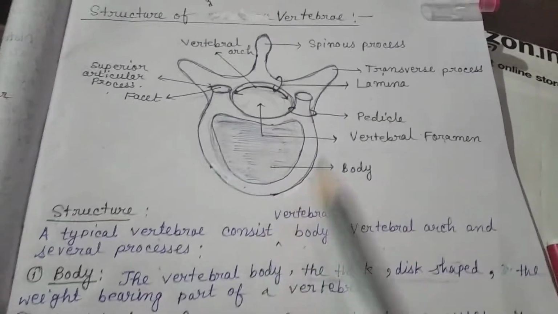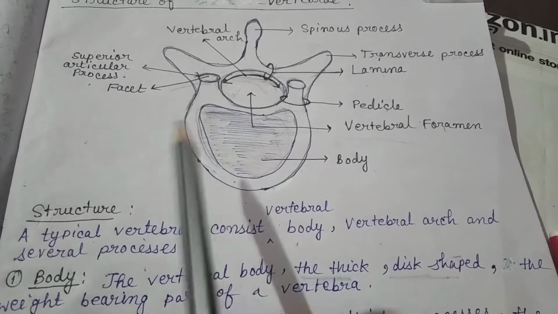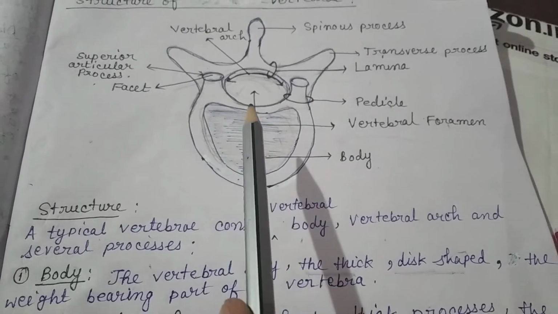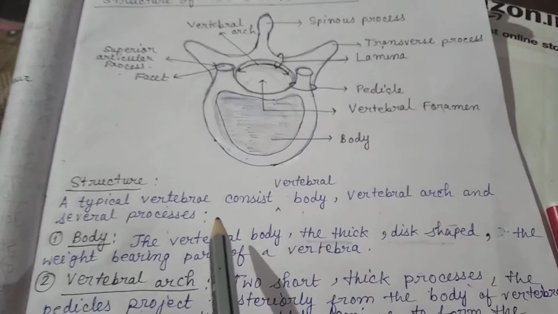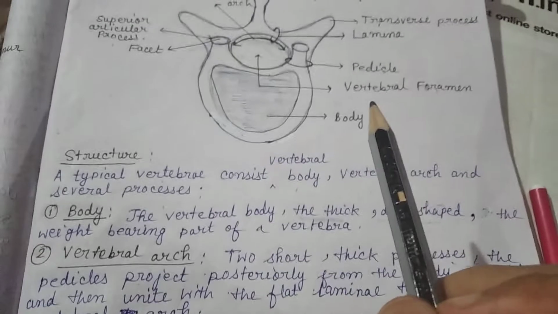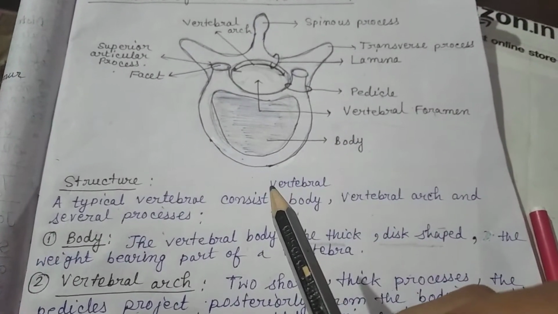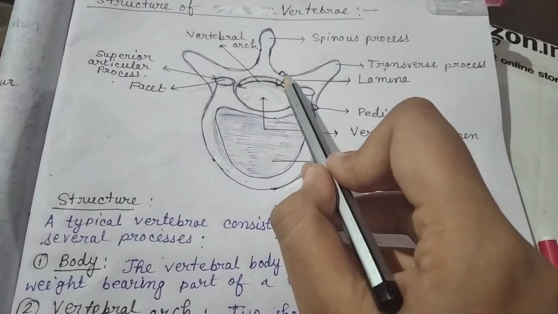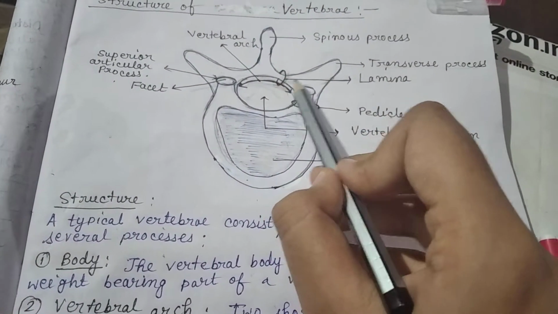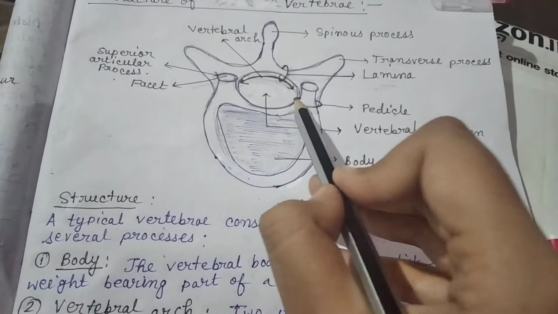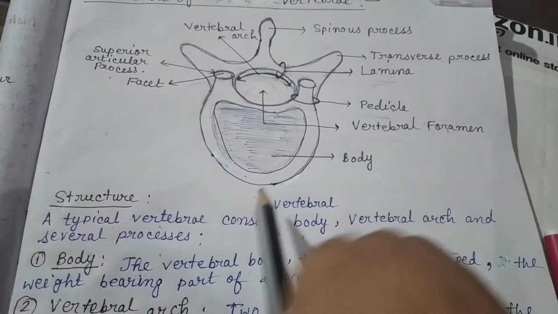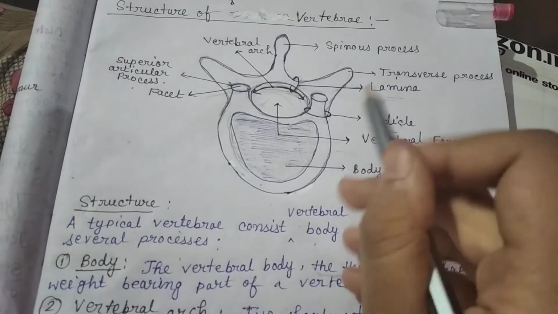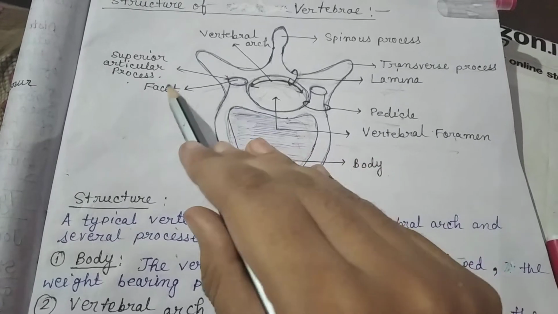After that we are going to learn the vertebral arch. To learn the vertebral arch, we have to know several parts. This is the lamina. This is the pedicle. This is the vertebral foramen. And this is the facet.